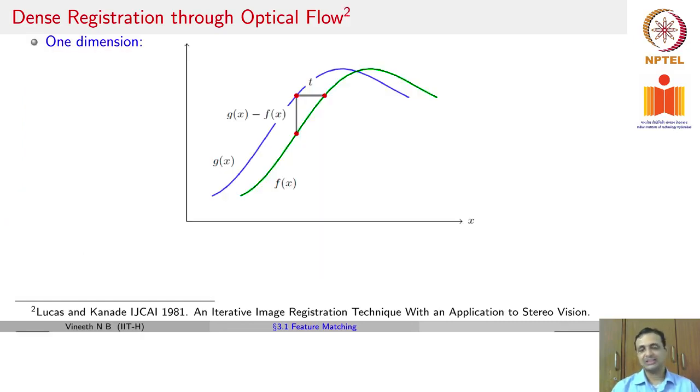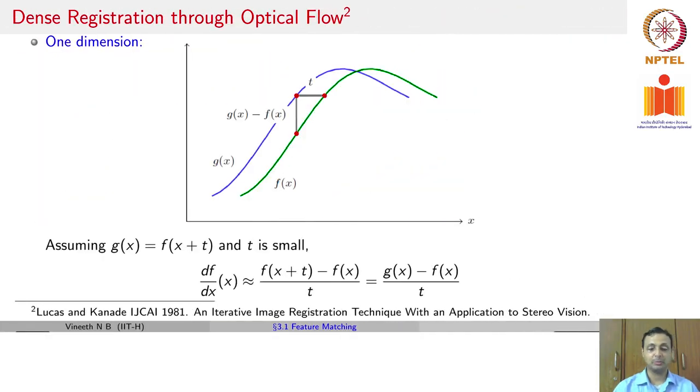To understand how to do this, let's first take a one-dimensional case. Let's work out the math and then we'll go into a two-dimensional case. So let's consider a function f(x), which is given by this green curve. And let's consider this function g(x), which is simply a displaced version of the same f(x). Mathematically speaking, I can say that g(x) = f(x + t). It's just a displaced version of f(x). And we also assume that t is small. We are only looking at small changes between successive images.